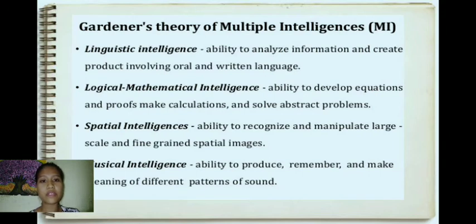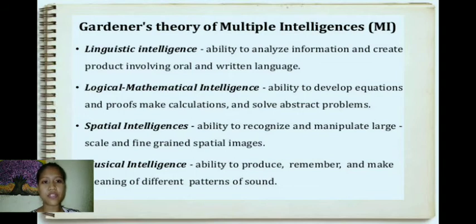So here are Gardner's multiple intelligences. First is the linguistic intelligence. This is the ability to analyze information and create products involving oral and written language. The strength in this linguistic intelligence is the use of words, languages, and writing. Next is the logical-mathematical intelligence. This is the ability to develop equations and proofs, make calculations, and solve abstract problems. This is where students enjoy problem solving and scientific experiments.